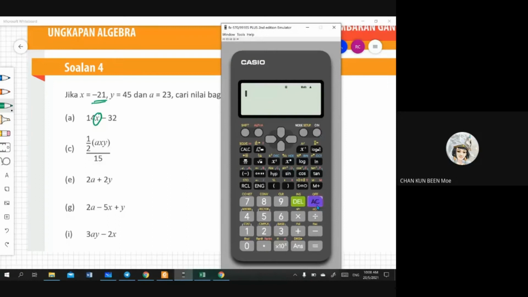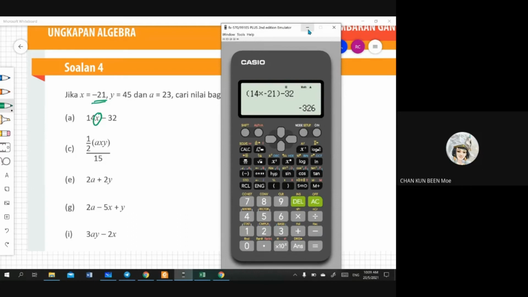Okay, just press AC to cancel everything. You can put that in brackets now because we have to solve the multiplication first. 14 times X, so the value of X is negative 21. Can you see the negative button? You press negative 21, after that you close the bracket, and then minus 32. So the answer is negative 326. It's a very big number.